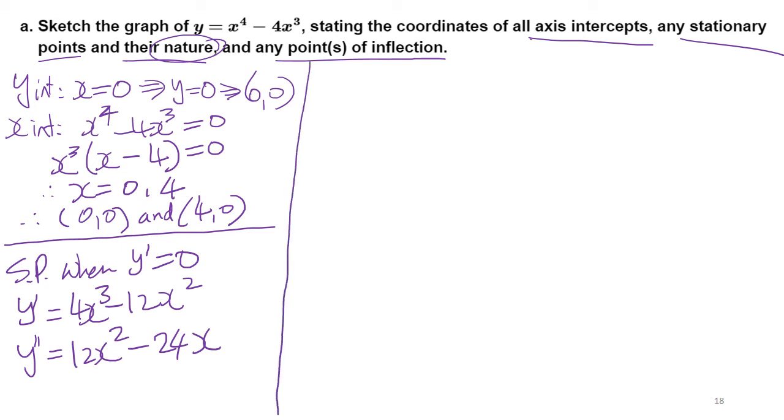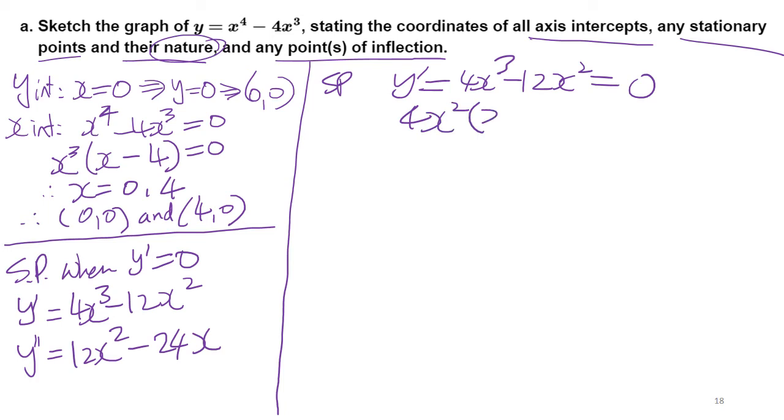All right, so now I want to find the stationary points. Again, we know that at a stationary point, the first derivative equals 0. So we're going to set y dash, 4x cubed take away 12x squared, equal to 0. And then we're going to solve for x. How do we solve for x? Well, we first factorize, right? Take out the common factor. 4x squared would be the common factor. That becomes 4x squared times (x take away 3) equals 0. If you solve for x, in this case, x would be 0 and 3. Okay? So let's check.